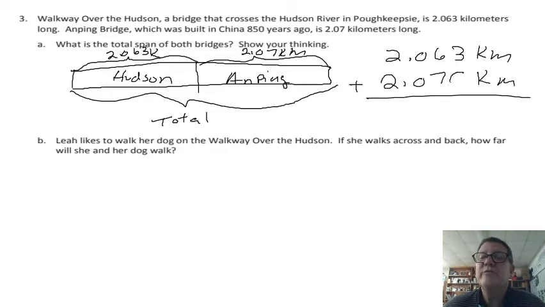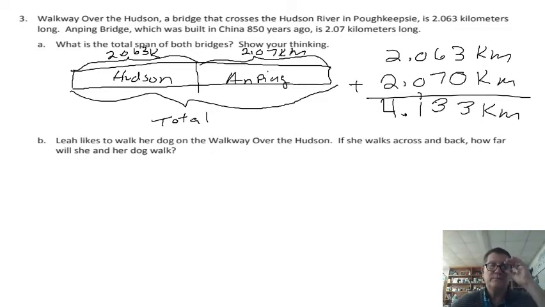Well, first thing I'm going to do is put a placeholder in to get them exactly the same. Now 3 plus 0 is 3, 6 and 7 is 13, carry 1, 1 and 2 and 2 is 4. So our answer is 4 and 133 kilometers, both of them together.